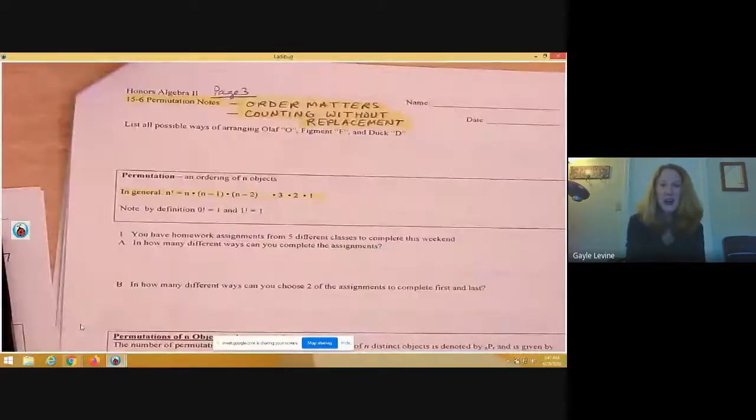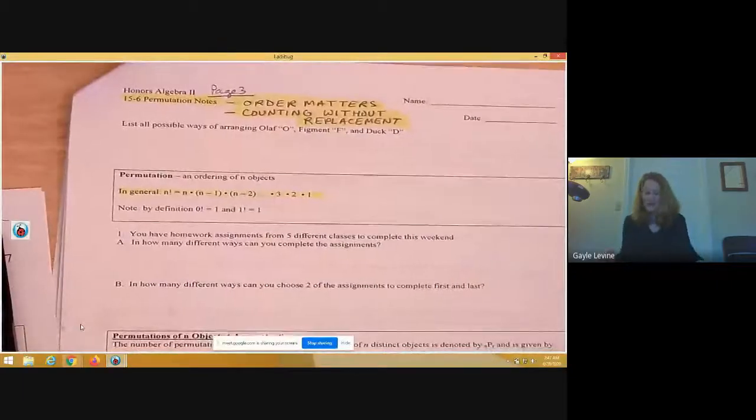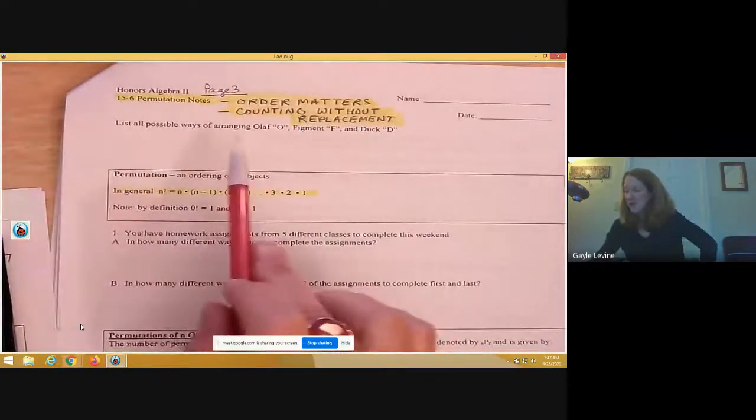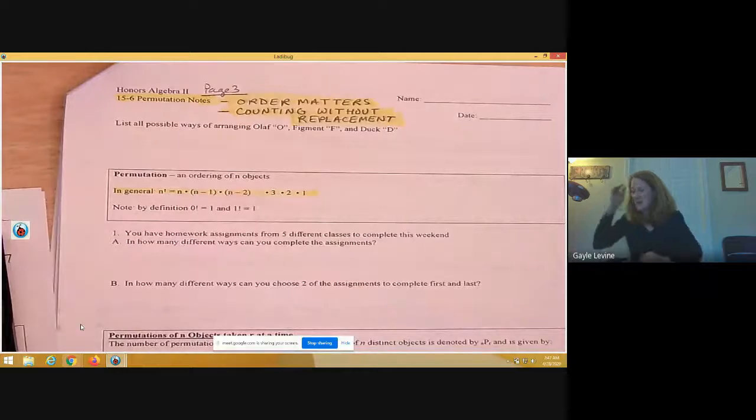Okay, so I'm going to present now, and we're going to go to our notes and my document camera, and then you don't have to see me being all silly. All right, so here I am on page 3, and we're talking about permutation. List all possible ways of arranging Olaf, Figment, and duck.